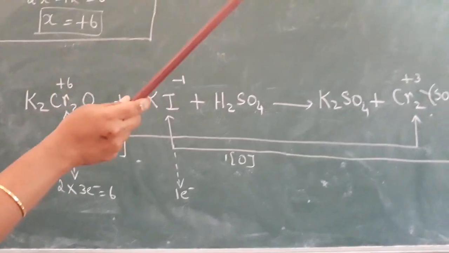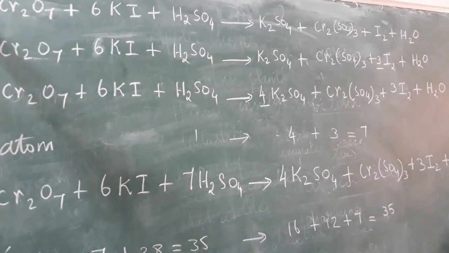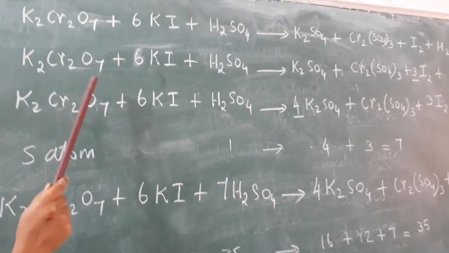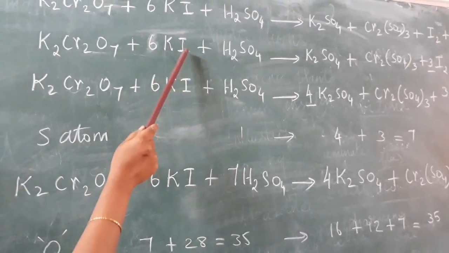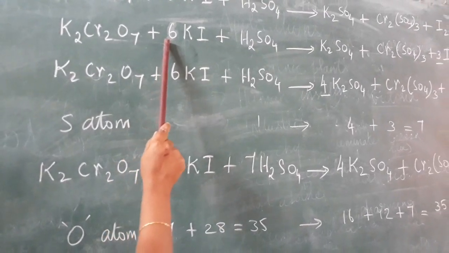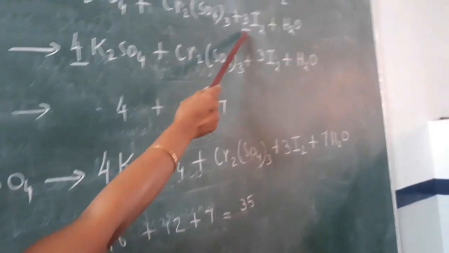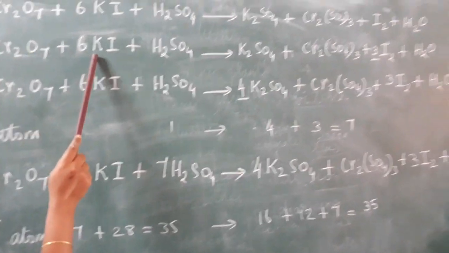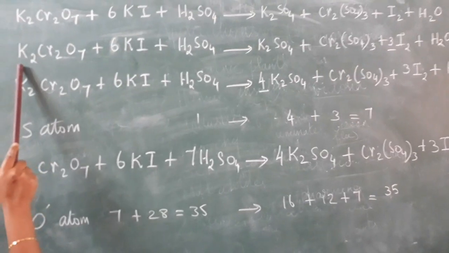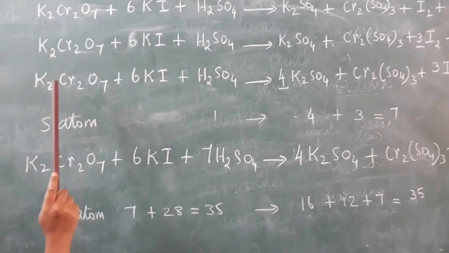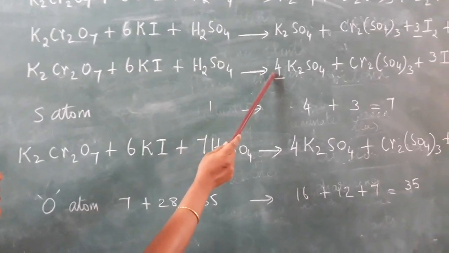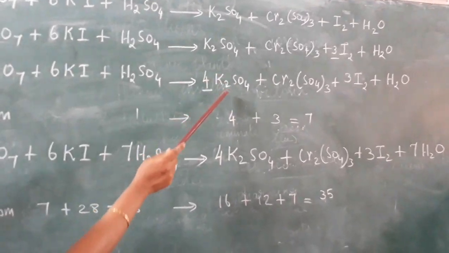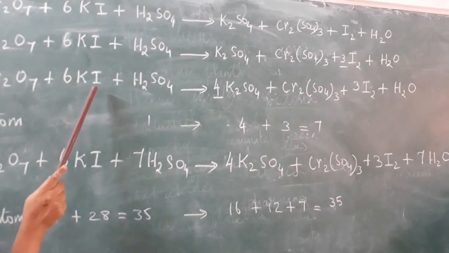Now we move on. Potassium dichromate 1 here, and then 6 potassium iodide, using the crisscross method. Next, in potassium iodide, how many iodine are there? 6, so we have to put 3 in front of iodine. So now the iodine is balanced. Now see how many potassium there are: 6 potassium along with the 2 potassium, so totally 8 potassium. For that purpose I put 4 here. So 4 into 2 we get 8 potassium. Now we have balanced potassium and iodine.